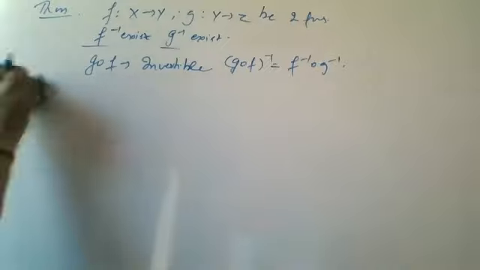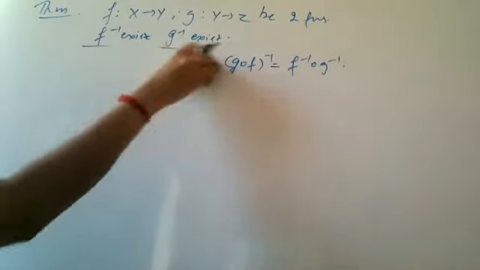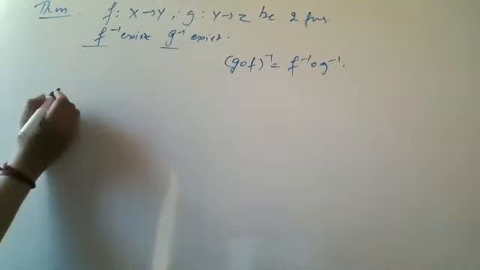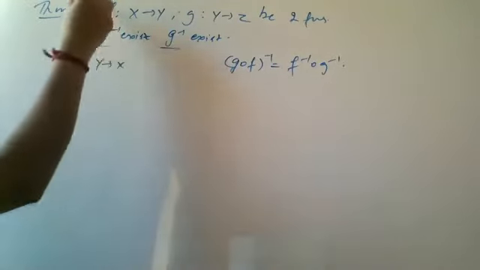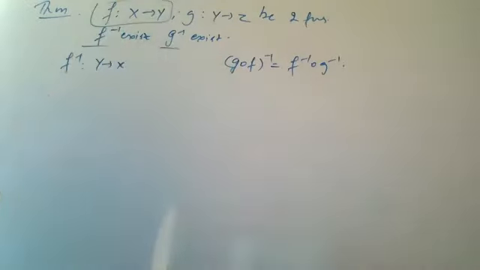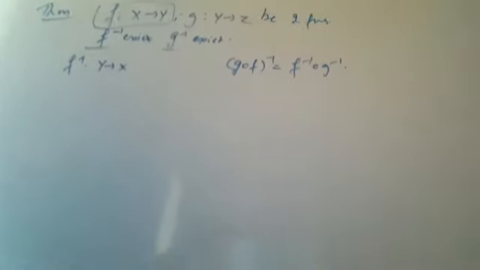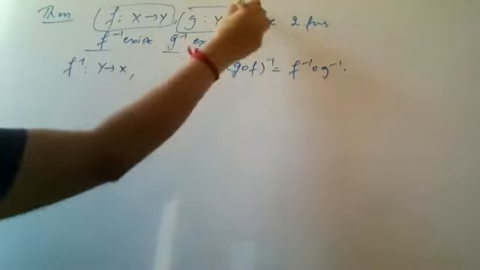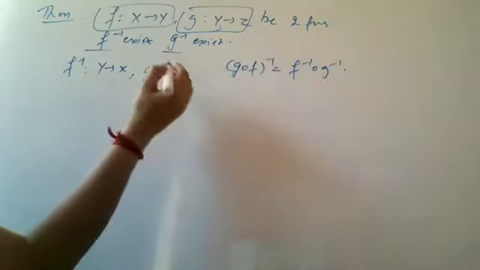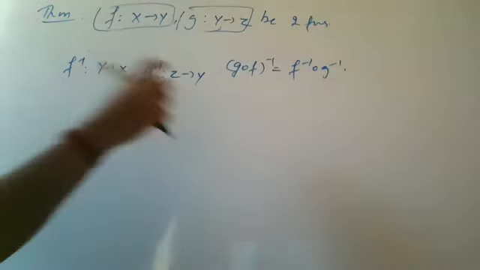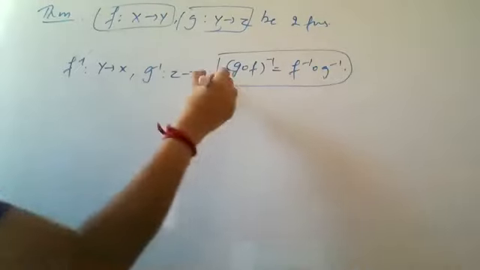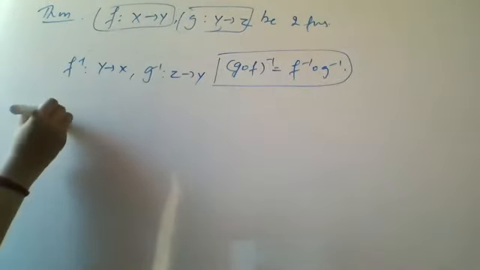So for that what we are doing is, since F and G are invertible, F inverse and G inverse exist. That means F inverse will be from Y to X. Because F is from X to Y, so you have F inverse will be from Y to X. Again G is from Y to Z, so G inverse will be from Z to Y. Okay, Z to Y.